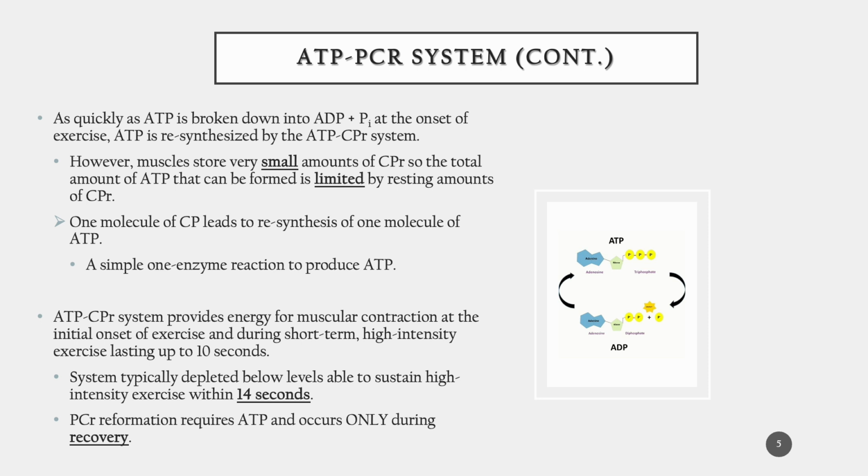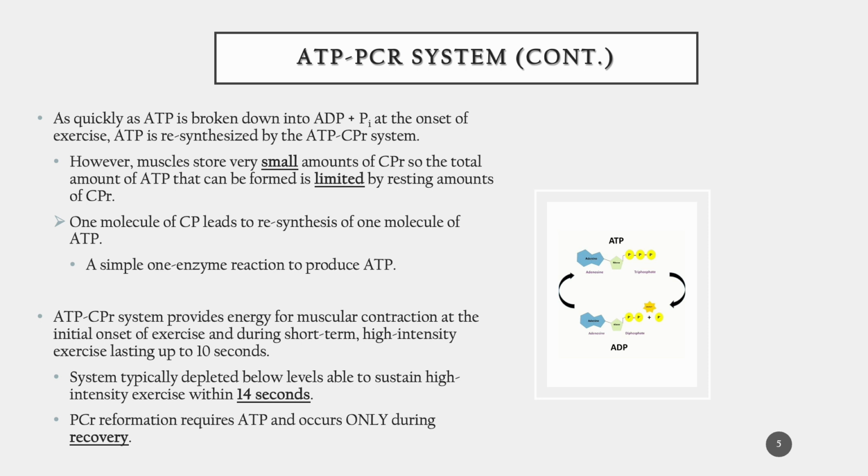So in simple terms, a simple 1 enzyme reaction to produce ATP, which is good because the system needs to be fast and quick. We don't want an elongated multiple enzyme step reaction to form ATP, because we know if we have multiple enzymes, we are only as fast as our weakest link. The ATP PCR system provides energy for muscular contraction at the initial onset of exercise and during short-term, high-intensity exercise lasting up to 10 seconds.